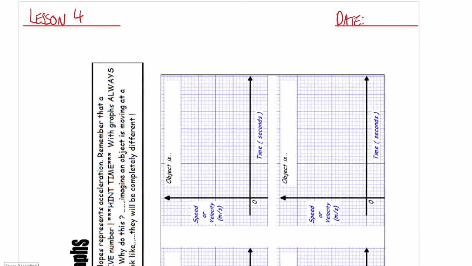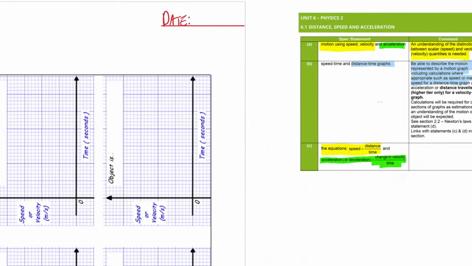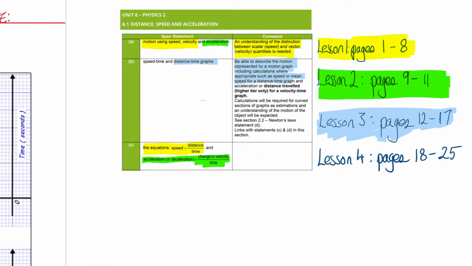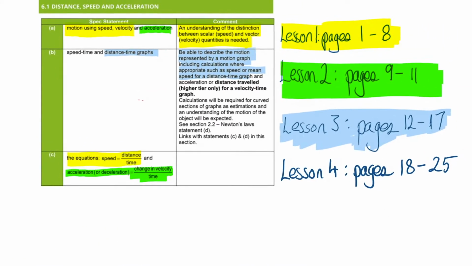Welcome back. This is lesson 4, year 11, physics. Please make sure you've completed the retrieval quiz to activate your prior knowledge on the previous 3 lessons where we looked at speed, acceleration and distance time graphs. Here is what we've covered so far in the 3 lessons.